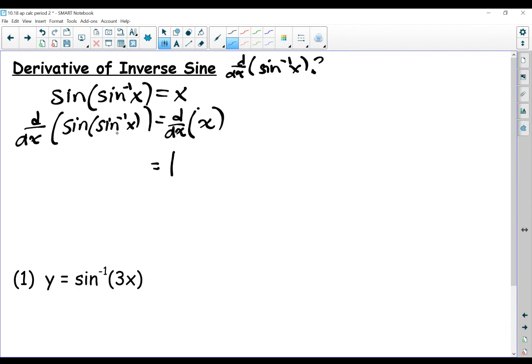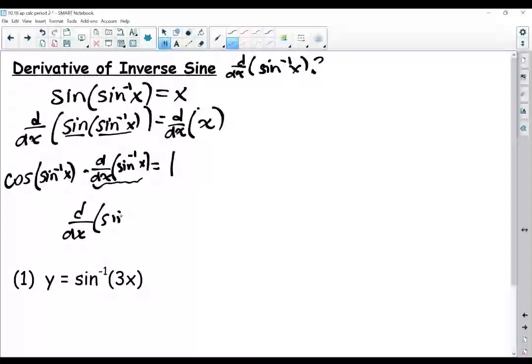On the left side, if you notice here, team, we have a chain rule. Inverse sine is plugged into sine. So what I'm going to do is take the derivative of the outside, which would be cosine, keep it in terms of the inside, times the derivative of the inside, which I don't know, but I'm going to call it the derivative of inverse sine of x. That's actually the part that I want. So I know the product of these two expressions should equal 1, which means the derivative of inverse sine is 1 over the cosine of the inverse sine of x.